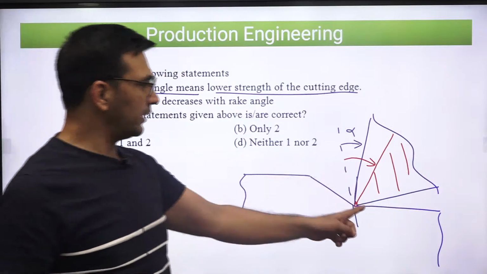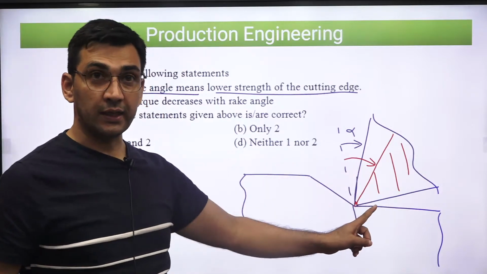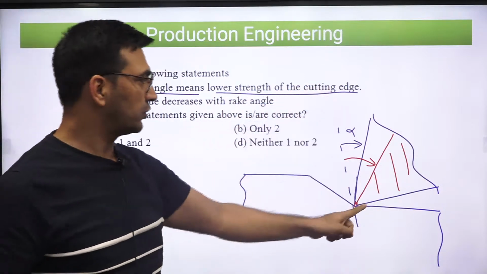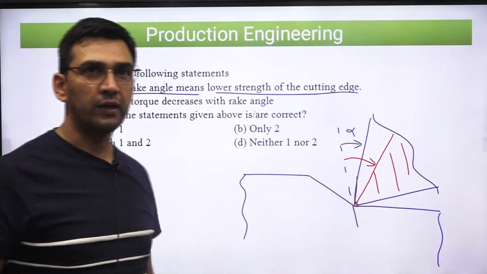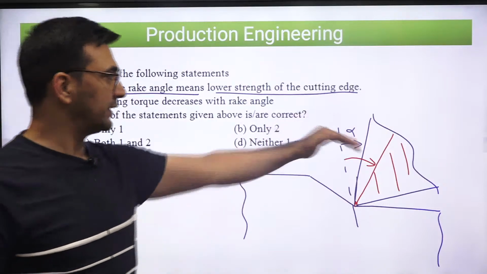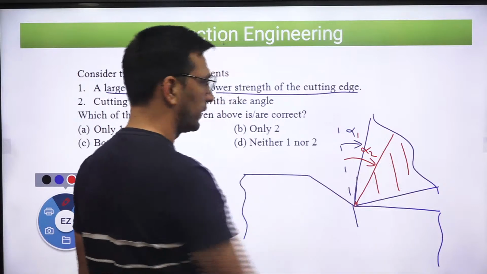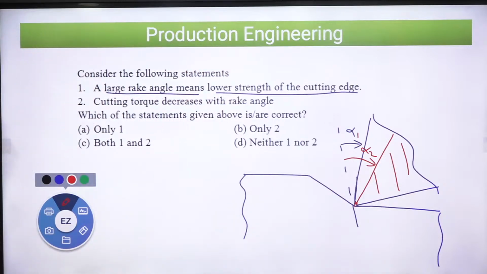If I am increasing the alpha, the material at the tip will become less. If it is less, then obviously it will become weak. Lower strength of the cutting edge, because the material at the tip is reducing. When I am increasing the alpha, I changed alpha 1 to alpha 2. Let's see. So this statement is correct.